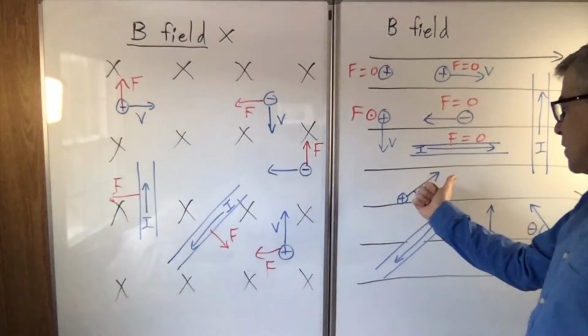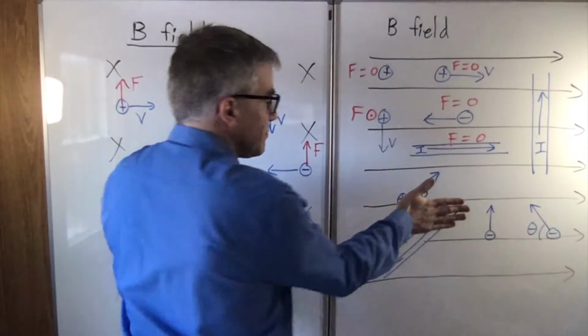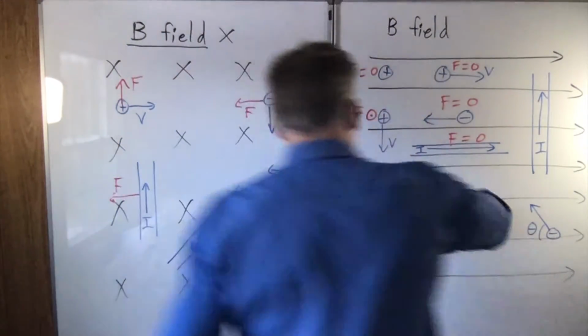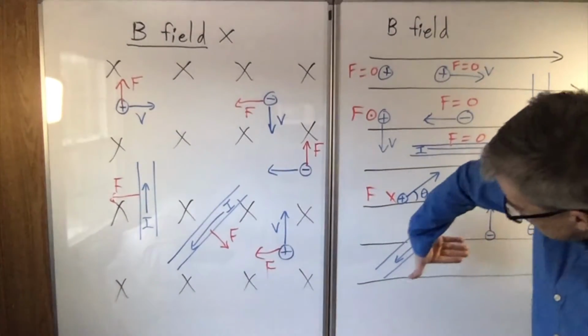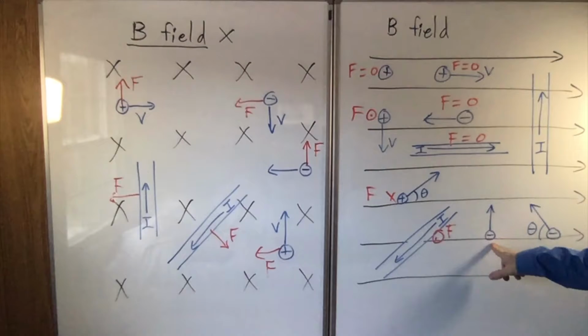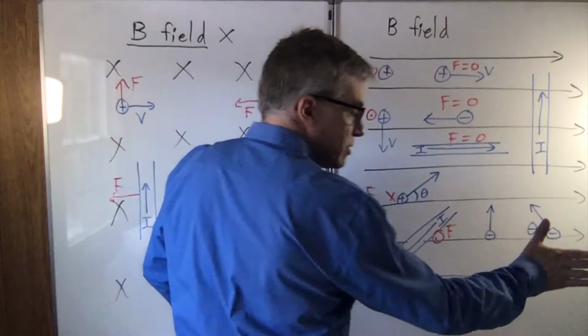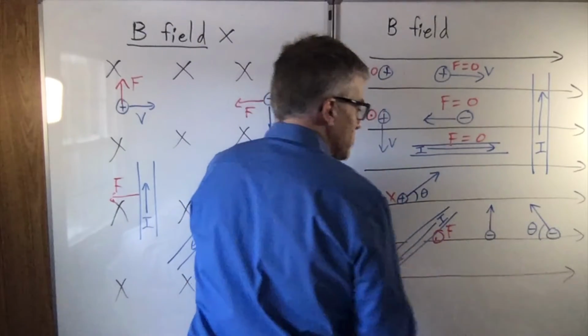Positive that way. Field is that way. Here's the angle theta. Force. Current that way. Field is that way. There's your angle. Force is out. Negative going that way. Field is that way. Positive would be in, so it's out.